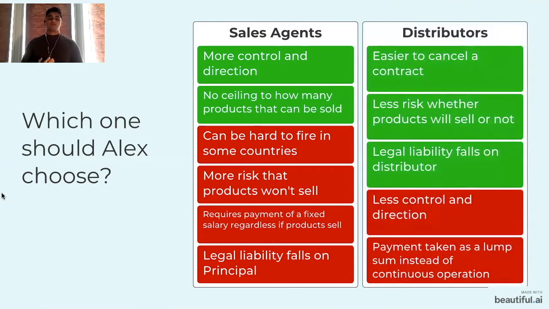Some of the advantages is that a distributor contract is often easier to cancel, right? Because it's just a contract. And so it's regulated by private law. And so the government rarely gets involved with private contracts, which makes it easier to cancel.